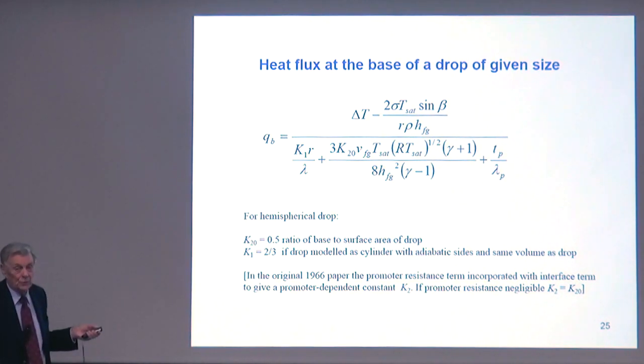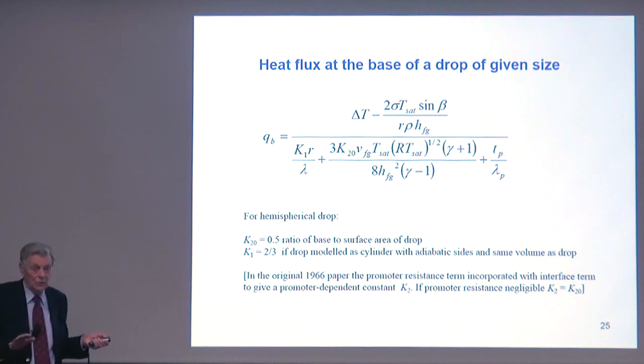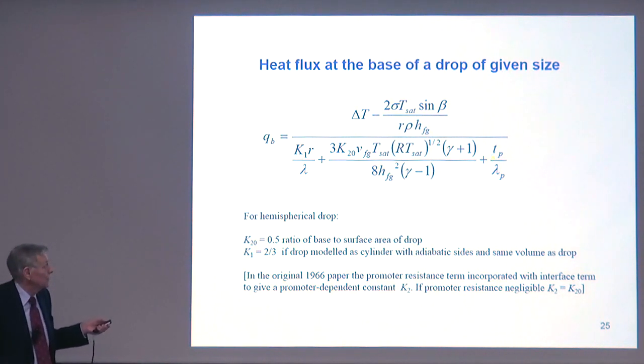Now, in the original paper, maybe it wasn't a good thing to do, to confuse people, we combined this into here, and that gives you a different constant, which we called K2, which would be equal to K2 naught if this were negligible. But that's basically the equation which comes after my thesis.